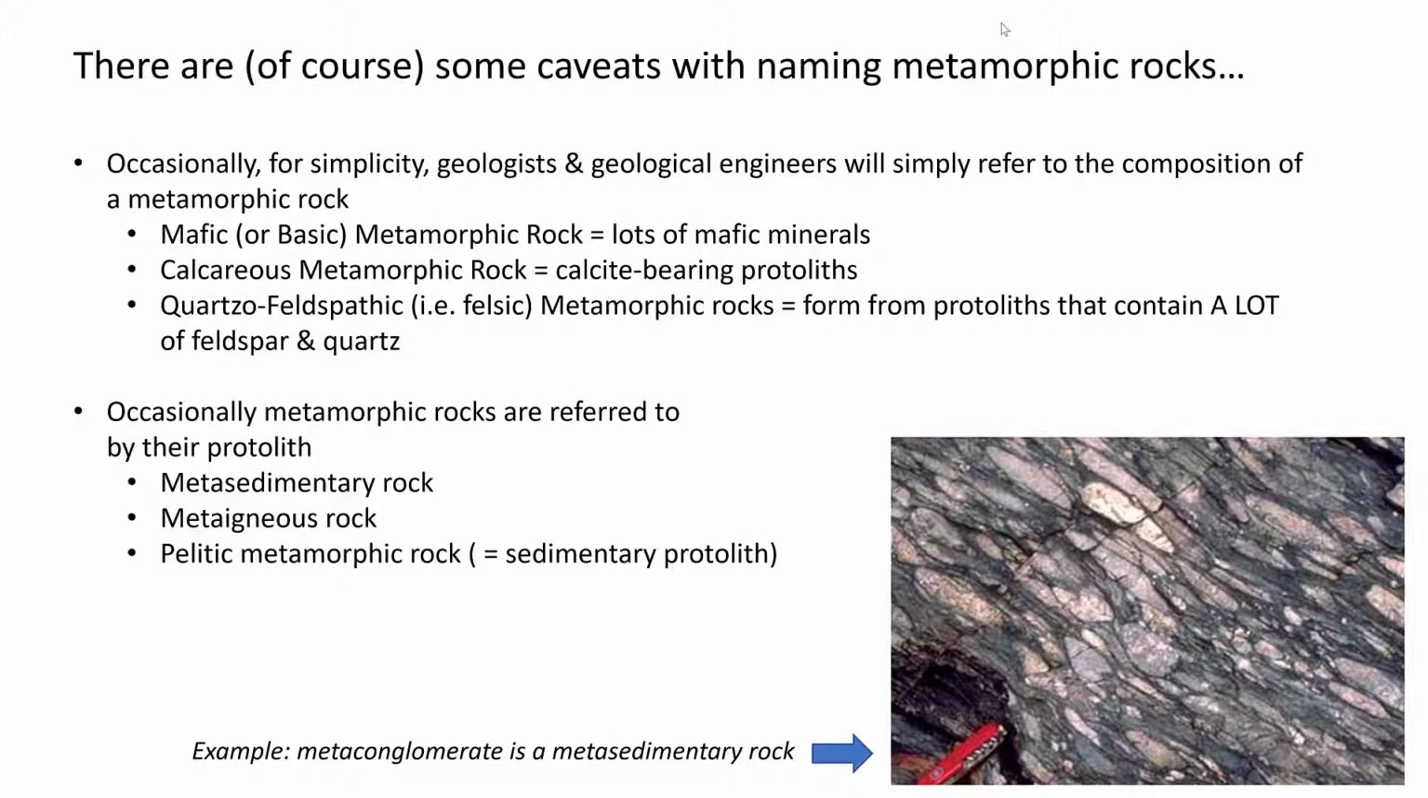Occasionally, metamorphic rocks are referred to by their protolith, such as metasedimentary rock. The example shown on the right is a metaconglomerate, or a metamorphosed conglomerate, which is a metasedimentary rock. We can have a metaigneous rock, and we can even talk about a pelitic metamorphic rock, which would imply a sedimentary protolith. These more general terms are quite often used in the field and may be further refined into more specific names with additional field work, or sometimes even requiring laboratory work to identify all of the minerals and the percent composition within the rock.